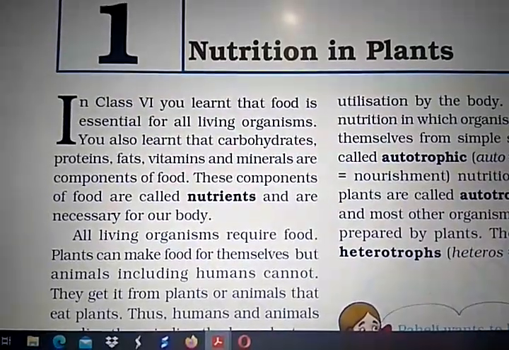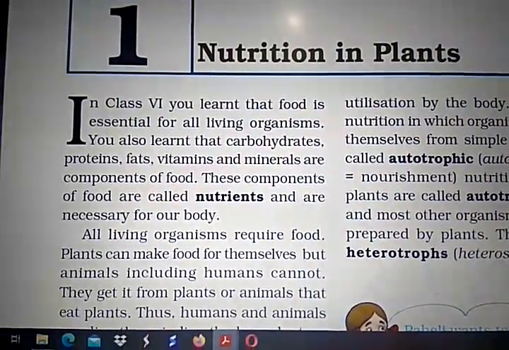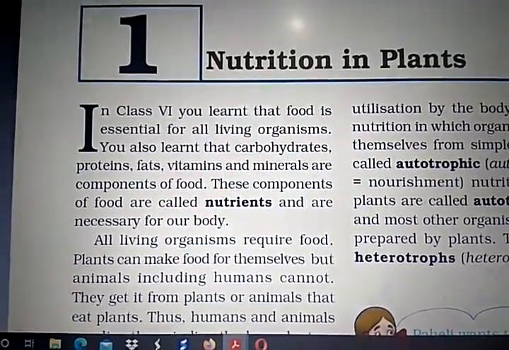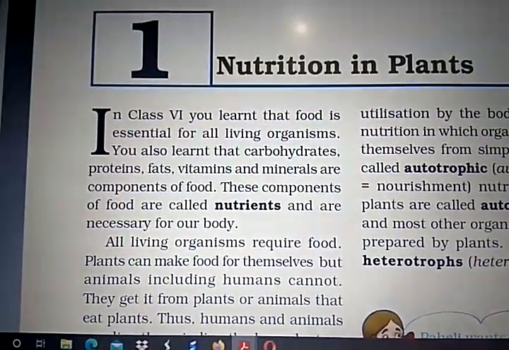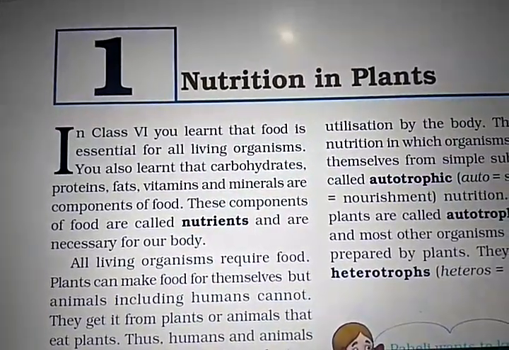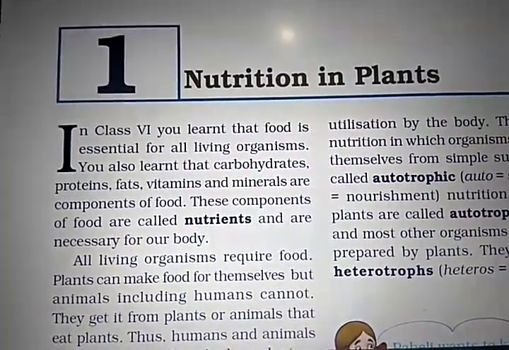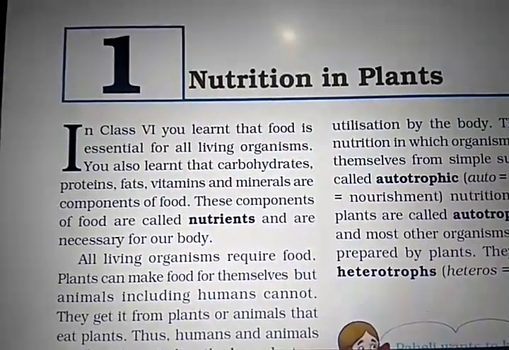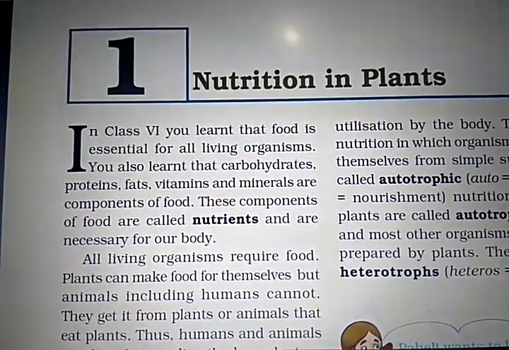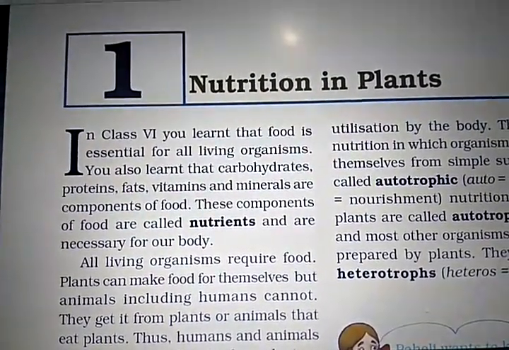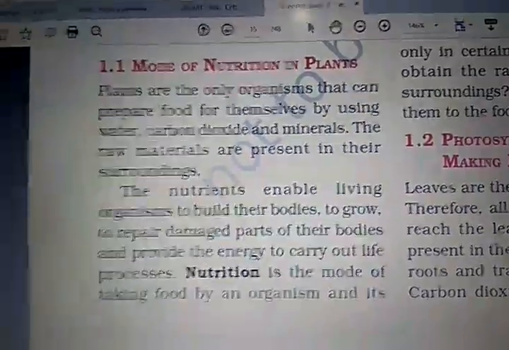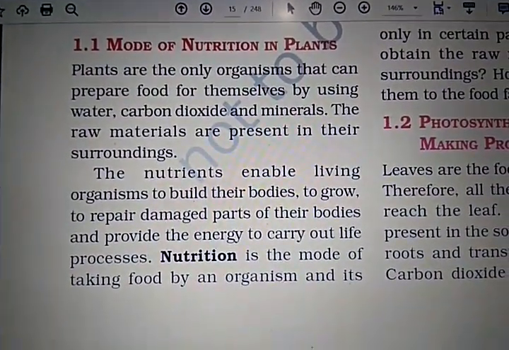All living organisms require food. Plants can make food for themselves, but animals including humans cannot. It means that in the world, the only living organism which can prepare its food on its own is the plant. Except plants, all the animals, birds and insects depend on others. Correct? So let's talk about the mode of nutrition in plants.